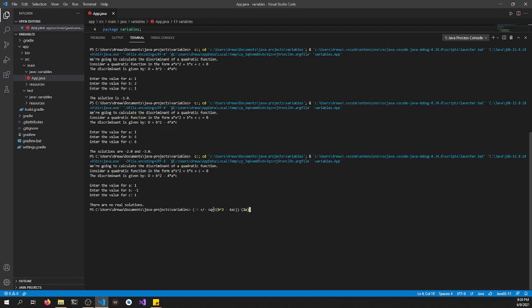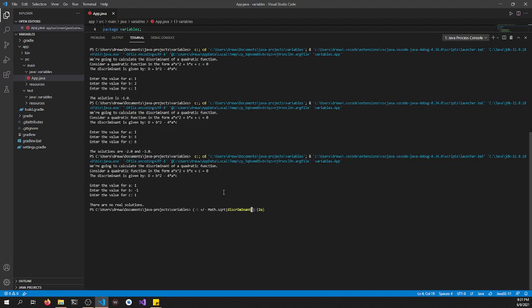But a few things to keep in mind: to do a square root in Java, you need to call Math.sqrt. So Math.sqrt is the square root function. You'll also notice that this b squared minus 4ac is actually the discriminant, so you don't have to calculate that again.